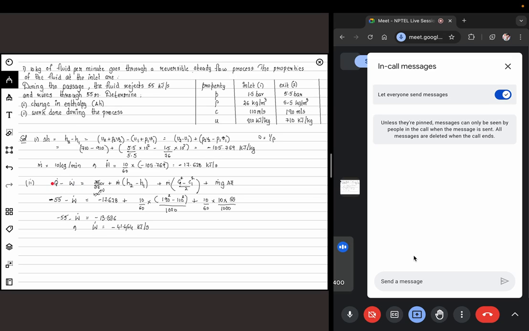So either you will be asked to find Q dot, or W dot, or H2 minus H1, for which you need to be given the other terms. For example, if it's an insulated system, the heat term will be zero. In different problems, a few terms will be known and one term will be unknown, and since this is just one equation, we'll be solving for that particular term. Okay, that being said, we'll move on to the next problem.